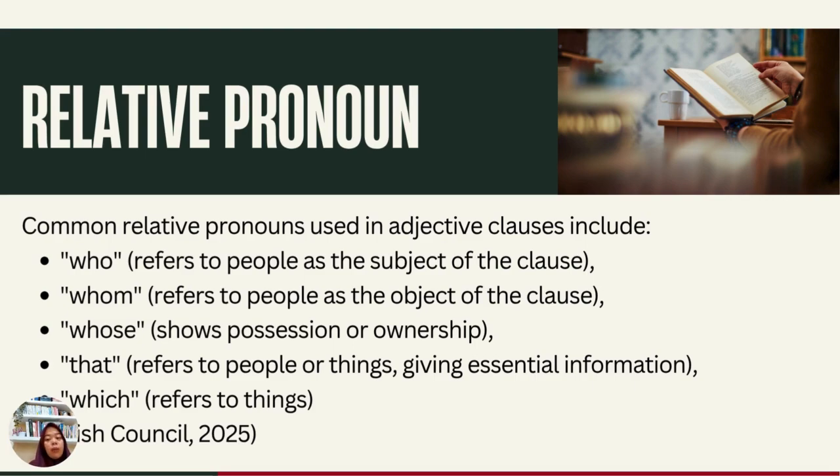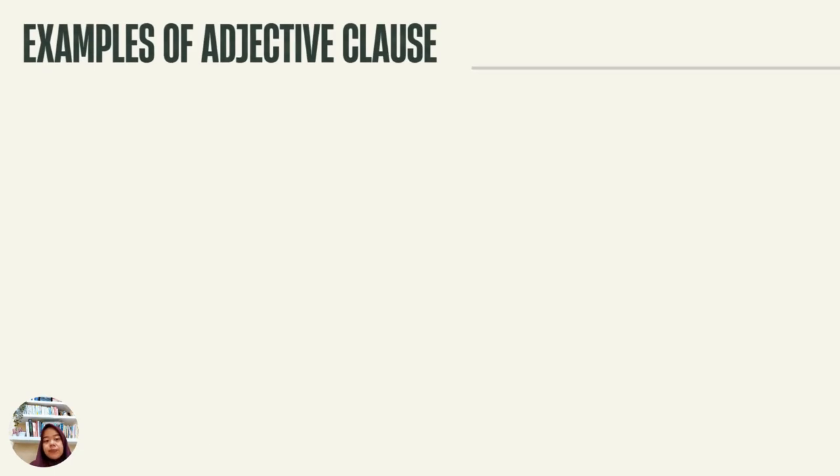Use that for people or things. It gives essential information about the noun. And then use which for things. Using the correct pronouns helps make our sentences clear and accurate. Now that we understand the rules, let's look at some practical examples in the next slides.